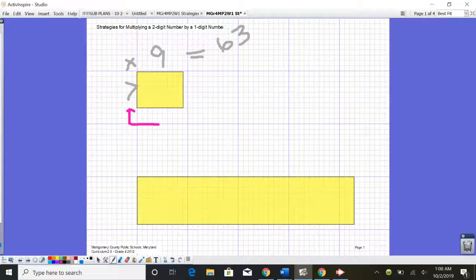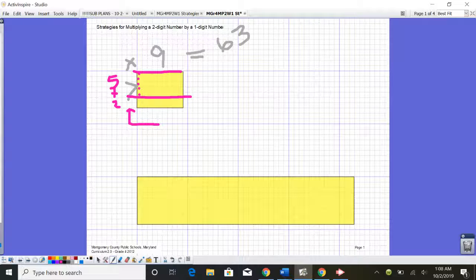So I'm going to show you that if I draw a line this way and I actually partition the array and make 2 new arrays, the top one and the bottom one, the 9 doesn't change. There are still 9 columns, but what I did was I actually split the 7 up into 2 different numbers. There are 5 now, 1, 2, 3, 4, 5 rows above the line and 2 rows below the line. When I add them back together, it's still 7.